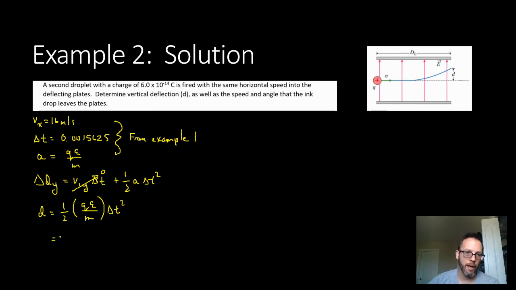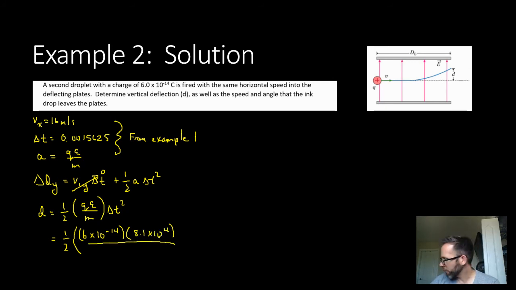So let's go ahead and do that. So we have 1/2 times 6 times 10 to the minus 14. The electric field was 8.1 times 10 to the 4. The mass was 1 times 10 to the minus 11. And the time, 0.0015625 squared. So for this one, we're actually just able to calculate the deflection. That'll give us d, and we'll be done that part.